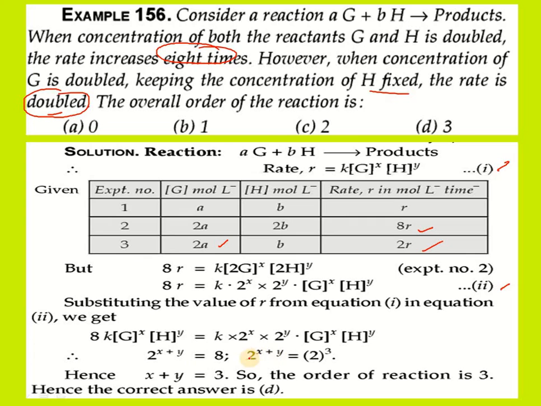On solving, we got X plus Y. X plus Y total is 3. That means the order of reaction is 3. Overall order of the reaction is 3. So option D is the right option for this question.